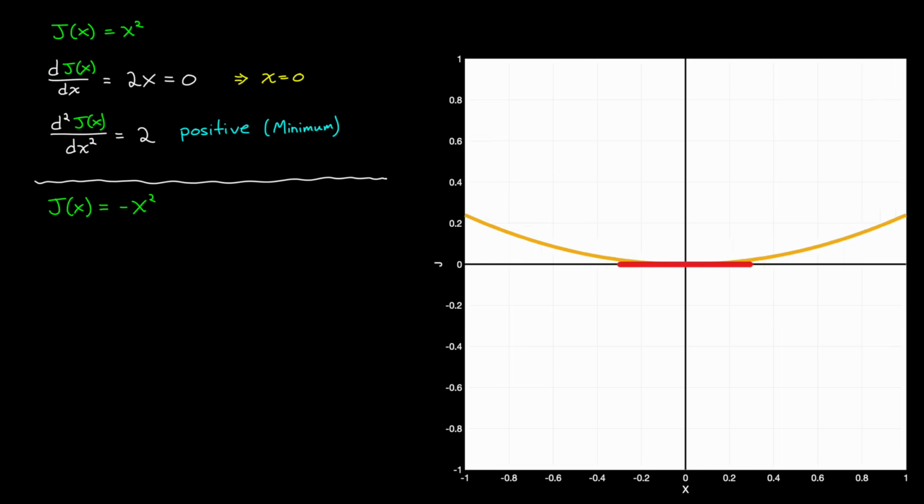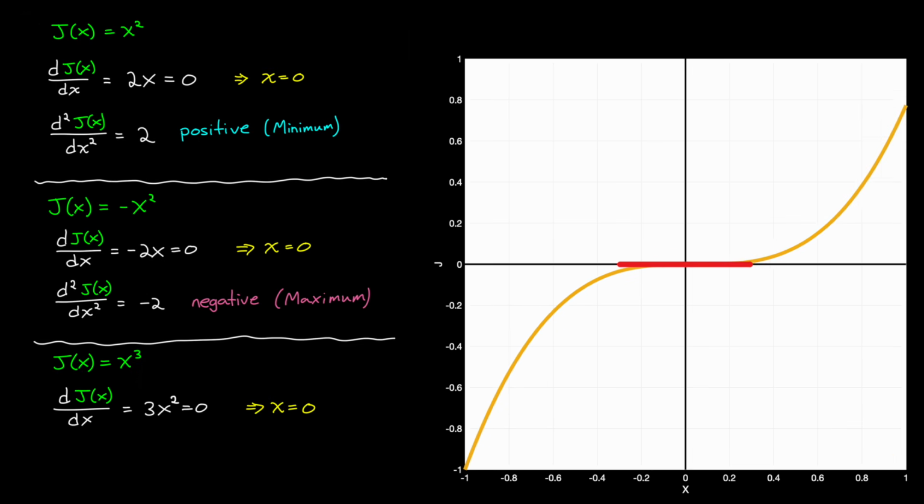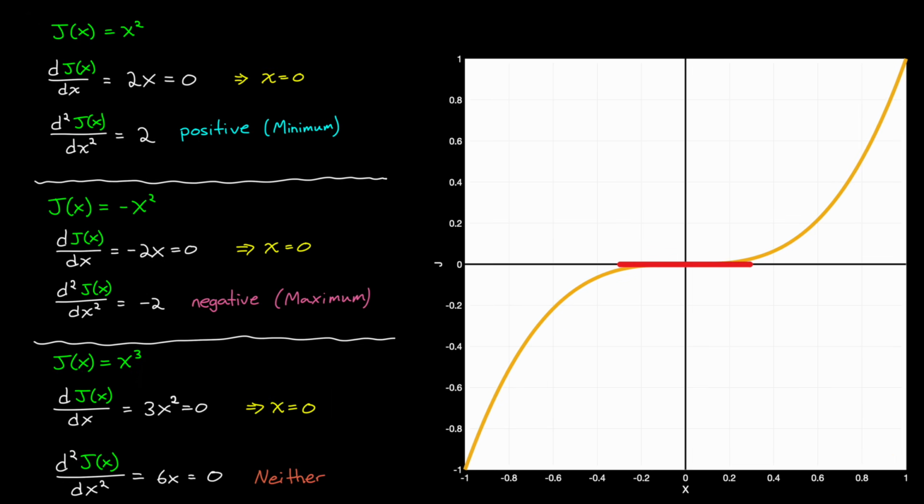Now, similarly, we can show that x equals 0 is a maximum point for J equals negative x squared, since the second derivative is negative, and therefore we can deduce that the output is curving down from this one point x equals 0. And then finally, we can show that the flat part of J equals x cubed is neither a maximum or a minimum point, since the second derivative is 0 at this point. It's neither positive or negative.